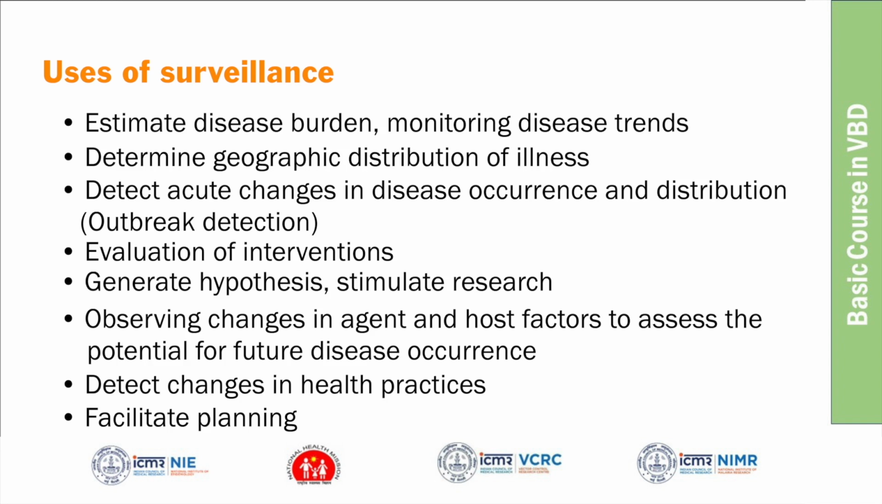So these are the common uses of surveillance. We can estimate the burden of diseases, we can see the trends of the diseases, and we can analyze the geographical distribution. It may be used for outbreak detection, and for evaluation of interventions. We can generate hypotheses from the surveillance for research. And we can see any changes in the agent and the host, any changes in health practices, and use it for planning.